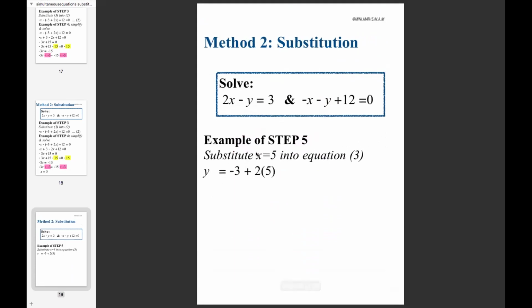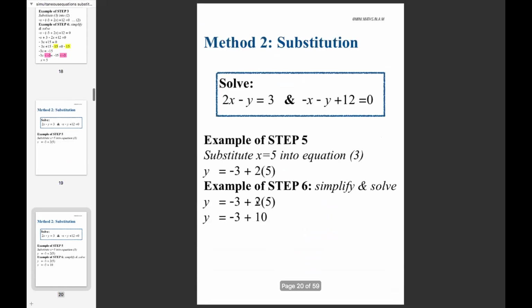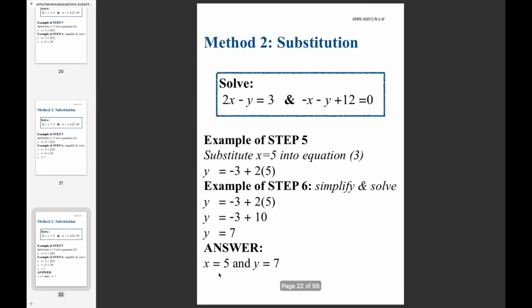Okay, and now we want to substitute that x equals 5 into our equation 3. Technically, we could substitute into equation 1 or 2 as well, but substituting into equation 3, which we're going to see, is really easy for the algebra. We have very few steps. So equation 3 is our y equals negative 3 plus 2x, and I've just replaced the x with 5. And then to tie that up, I just go 2 times 5 is 10, so we have negative 3 plus 10, and then negative 3 plus 10 is 7, so y equals 7. So now we have our solution, which is x equals 5 and y equals 7.